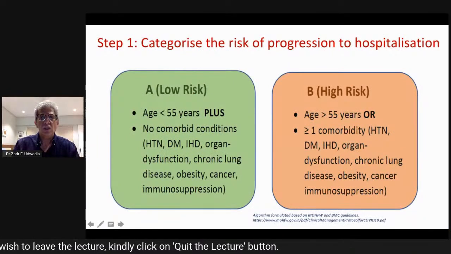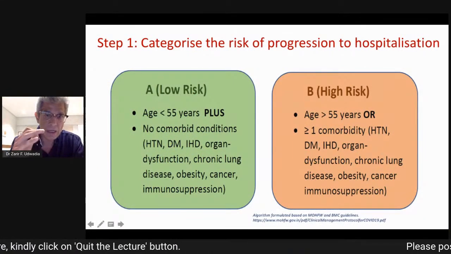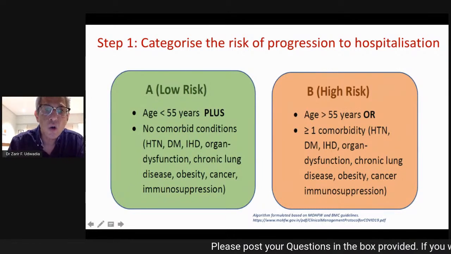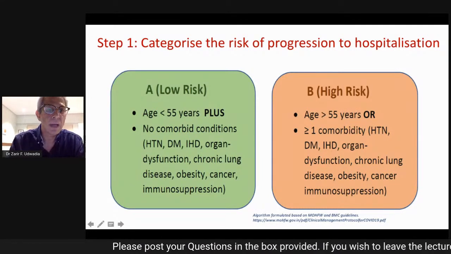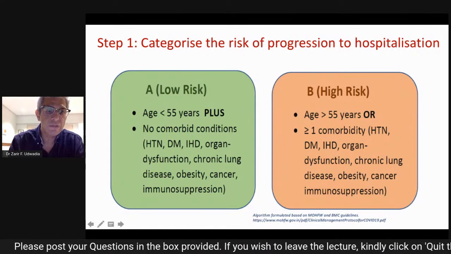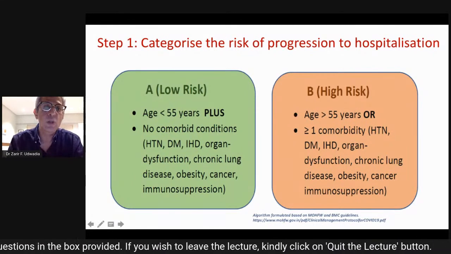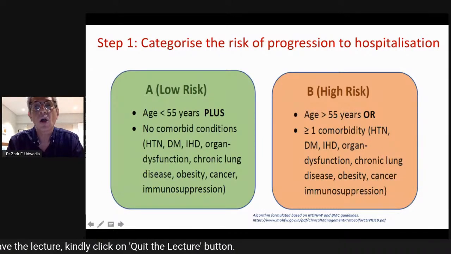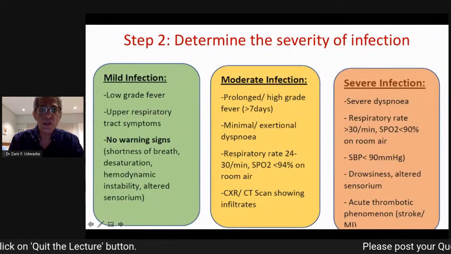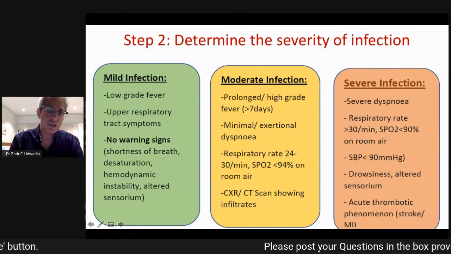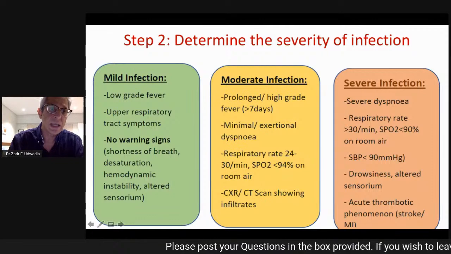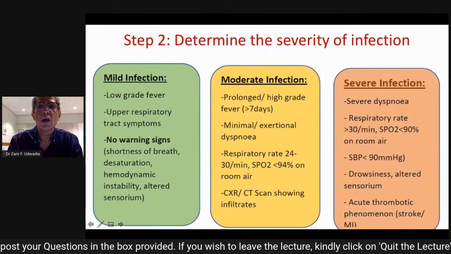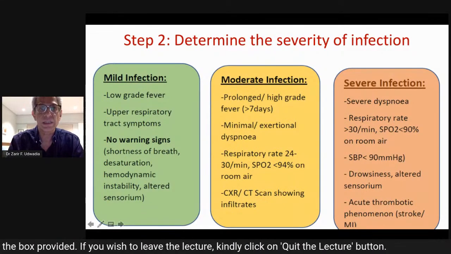So the first step is to decide whether the patient who you're seeing either in person or on a video consult is a low risk or a high risk patient. By low risk, I've told you age less than 55 and the comorbidities which we touched upon. By high risk, again, I mean exactly the converse. And then you determine the severity of your patient's infection when you first assess him. Is he mild infection and you have classic symptoms and signs which suggest mild, moderate, or more severe disease?